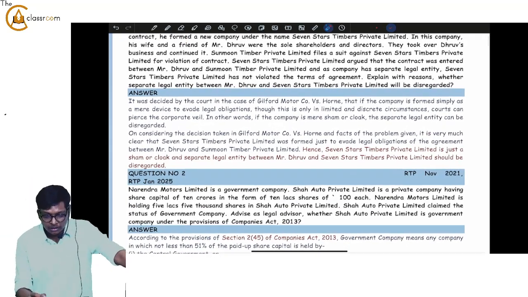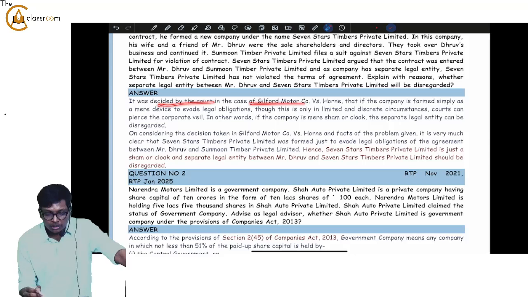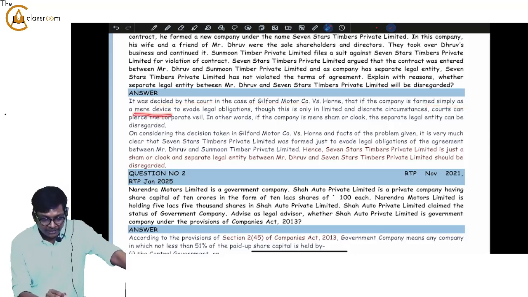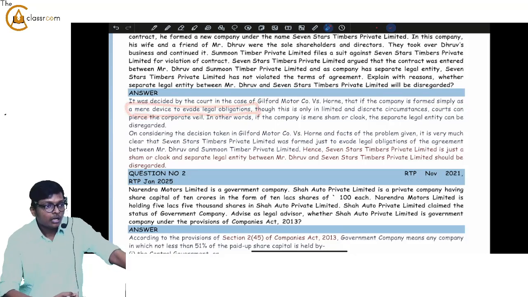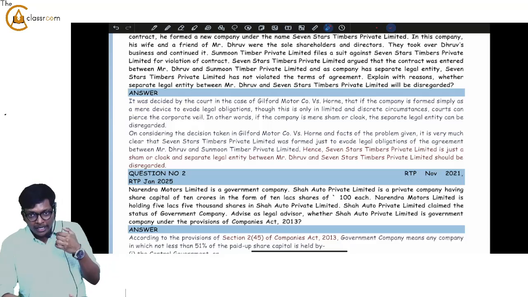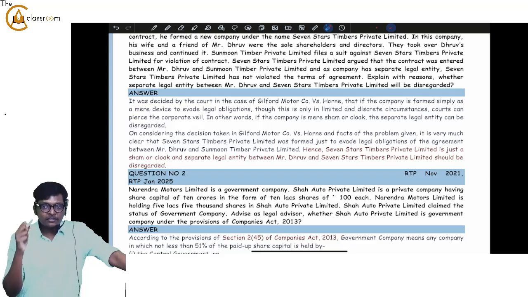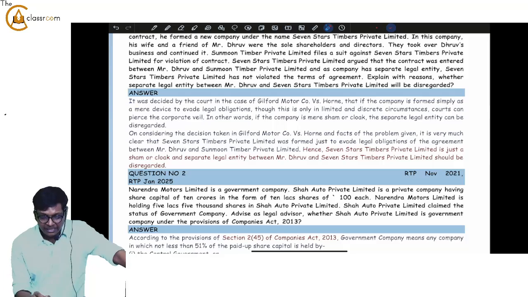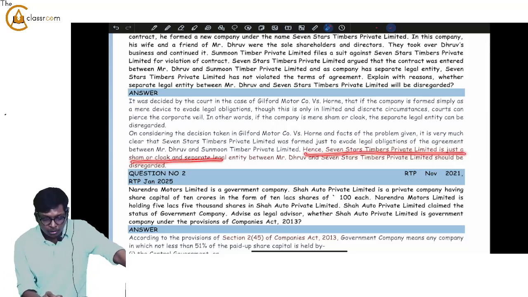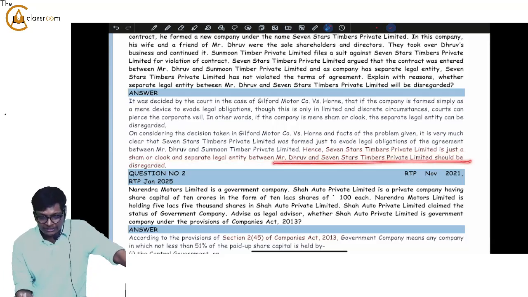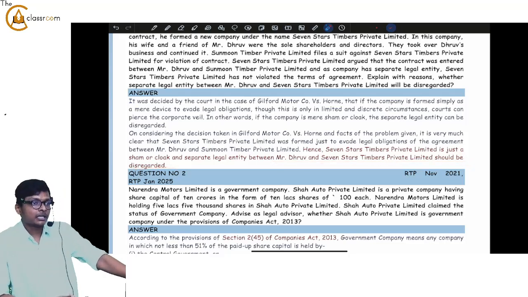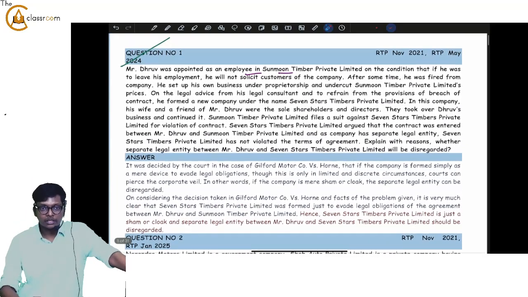Look at this. It was decided by the court that if a company is formed as a mere way to evade legal obligation, if you start a company to avoid it, then the court has said we will lift the corporate veil and say both the company and the person are one and the same. Hence, Seven Stars Limited is just a sham or cloak, and the separate legal entity between Dhruv and Seven Stars should be disregarded. Are you guys following? Understood? Easy. Everybody understanding, guys? Anybody has a doubt? Hello?